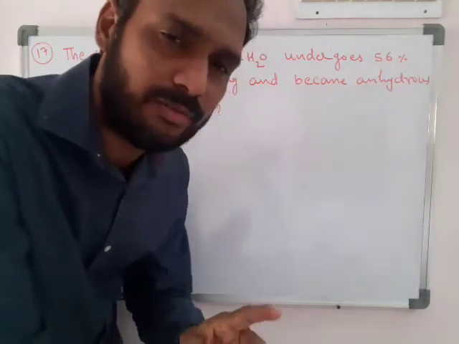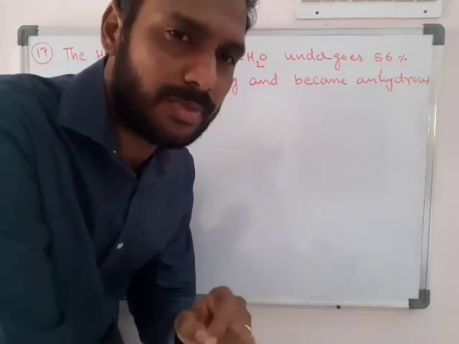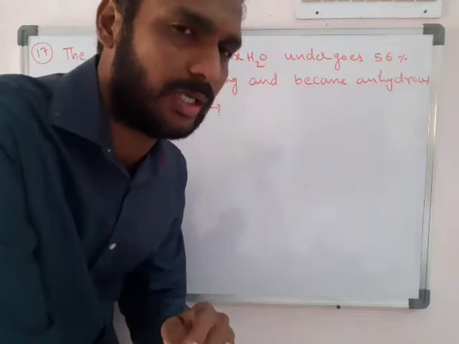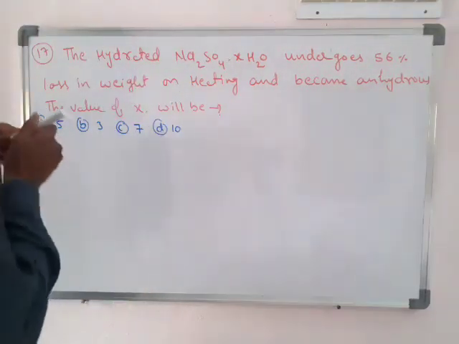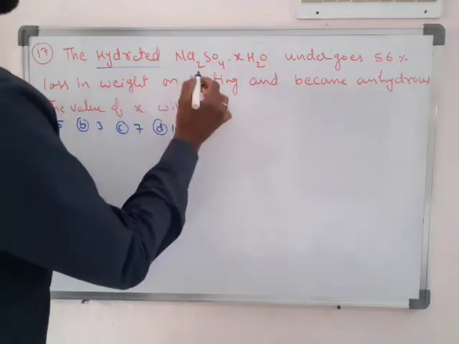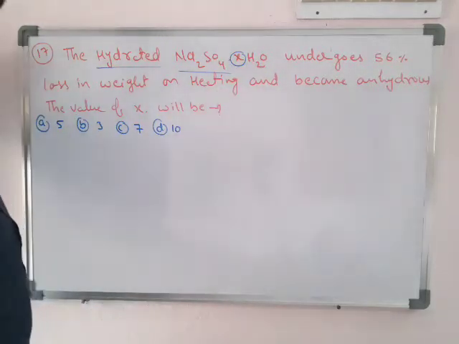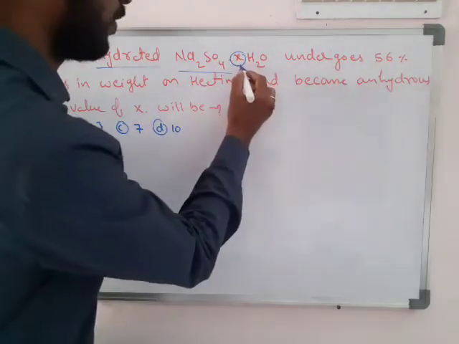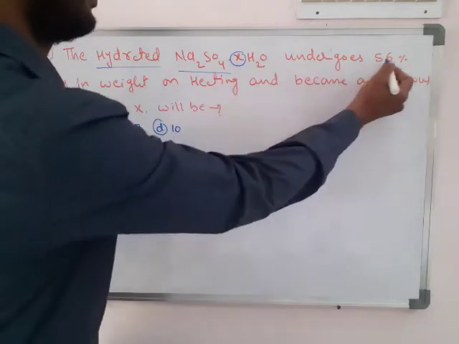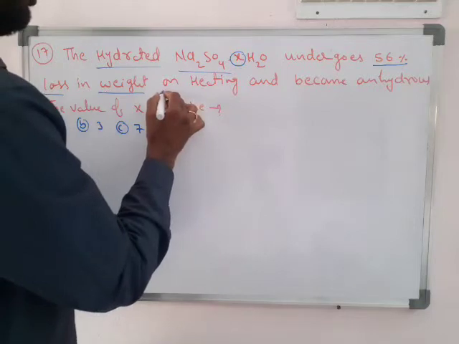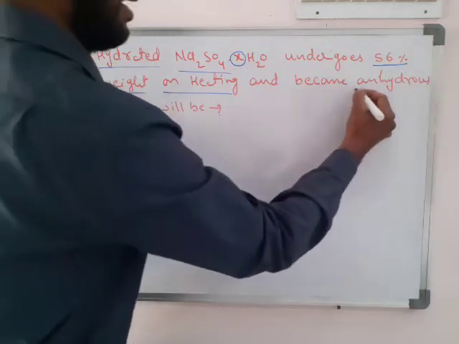Okay, hello everyone. See the question number 17 in Stoichiometry worksheet 4. It is given the hydrated Na2SO4·XH2O. It is given as hydrated, but the X value is not given. It undergoes a 56% loss in weight on heating and becomes anhydrous.